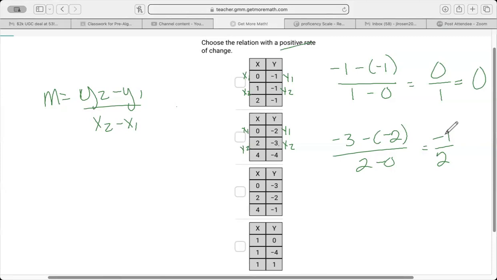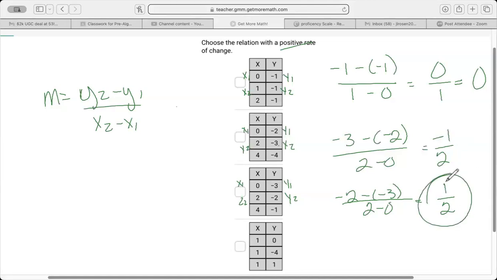Then we do the same thing on the next one. We have x1, y1, x2, y2, and we're going to set it in this formula. y2 minus y1, -2 minus -3 over 2 minus 0. So that gets me 2 down here again. And then this time I'm going to do -2 minus -3, which gets me 1. So that case, it's a positive 1/2. So that's my answer.